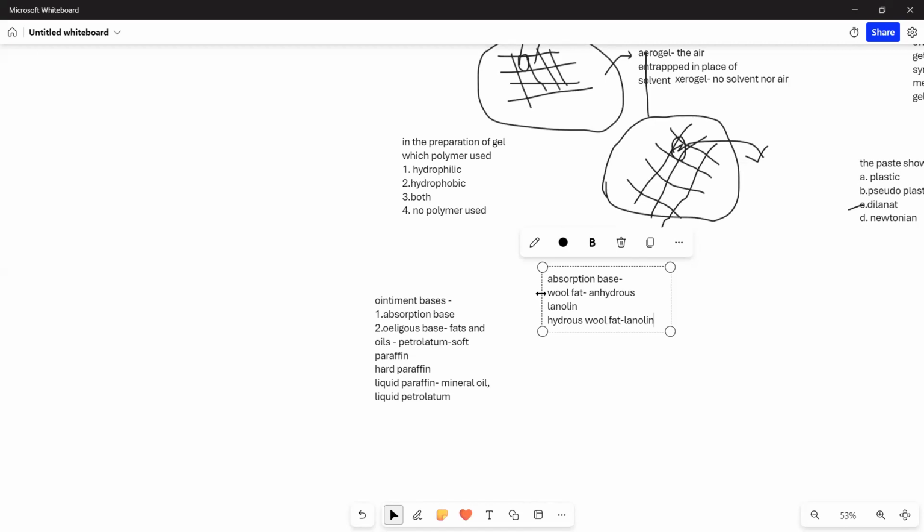See, guys, here you can get confused. The wool fat is anhydrous lanolin. If we hydrate the wool fat, then we get the lanolin. Next, other ones are wool alcohol, beeswax, cholesterol.